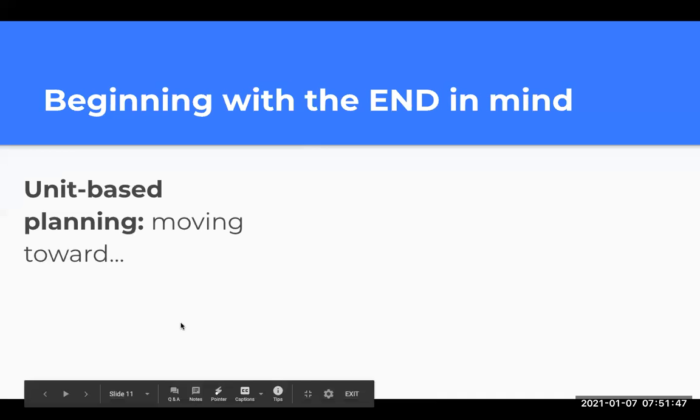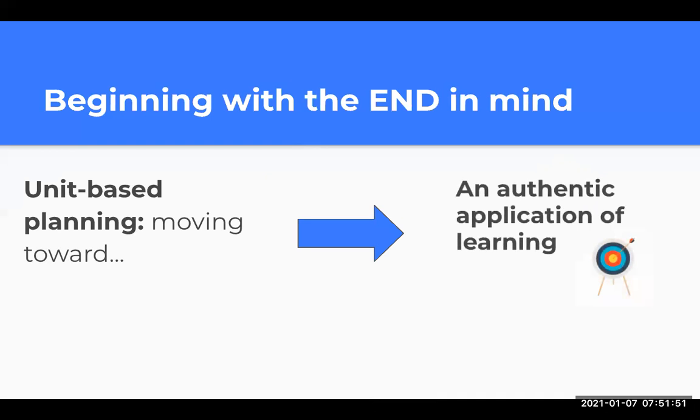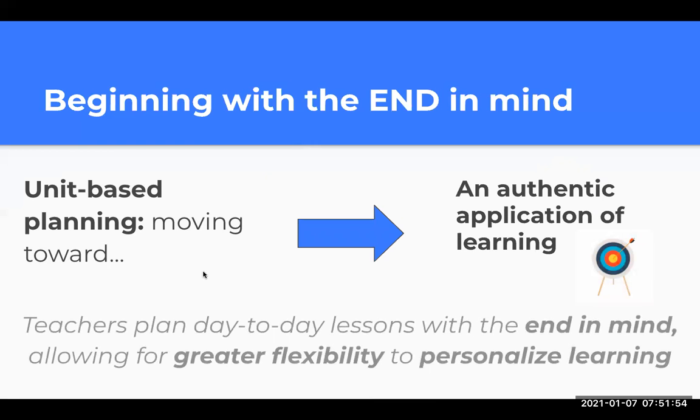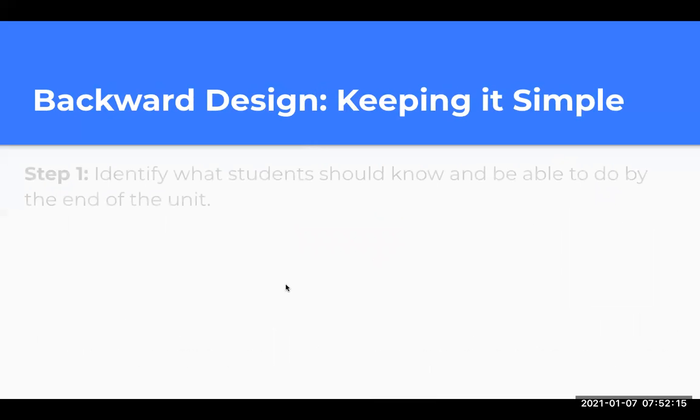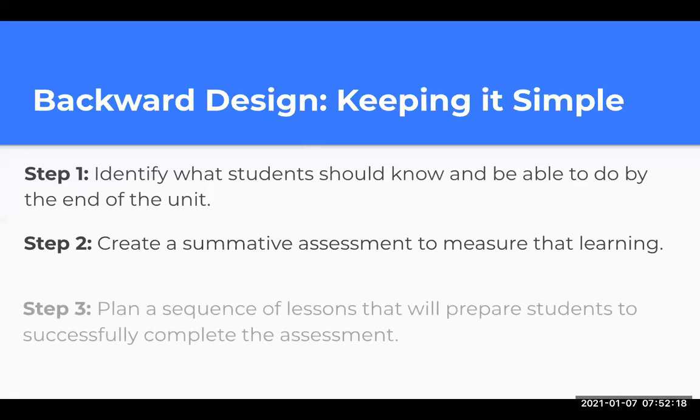But if we begin with the end in mind, we're doing more unit-based planning. We're moving towards an authentic application of learning. Teachers plan day-to-day lessons with that end in mind, and it gives you greater flexibility to personalize and adapt your teaching as you go. So if you plan how you're going to assess at the end first, you may not know what every lesson looks like, and you may not have everything fleshed out, but you at least have some skeleton of what students are going to accomplish, what skills they're going to master. So it's really just a simple 3-step process.